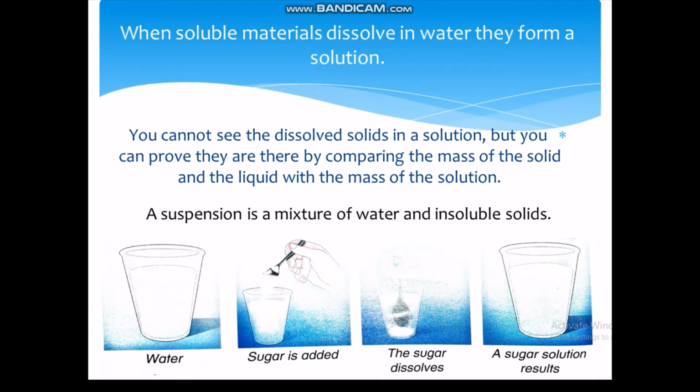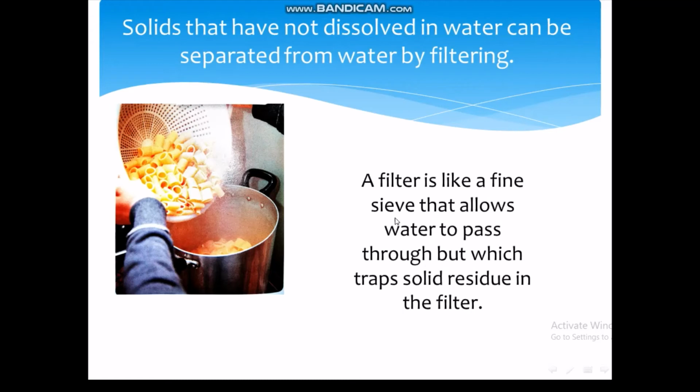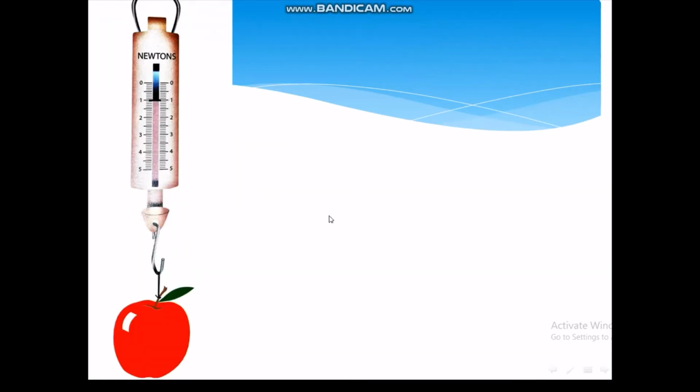A suspension is a mixture of water and insoluble solids. For example, when I try to mix some paint with water, I will still be able to see the paint particles in the water. Therefore, we call it a suspension. Solids that have not dissolved in water can be separated from water by filtering. A filter is like a fine sieve that allows water to pass through, but which traps solid residues in the filter. A very easy example that we use every day in our lives is when I make a cup of tea. I use filtering in order to boil some water and drink some nice tea. Another example, when I separate pasta from boiling water over here.